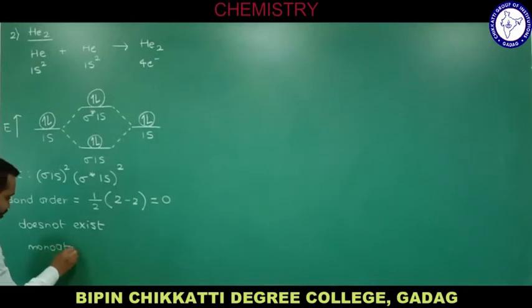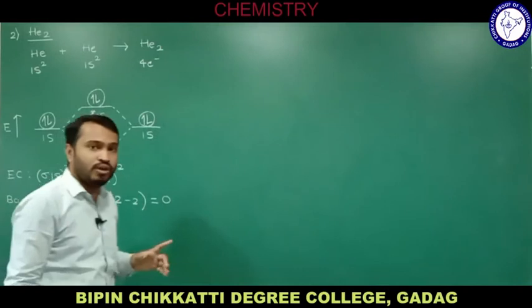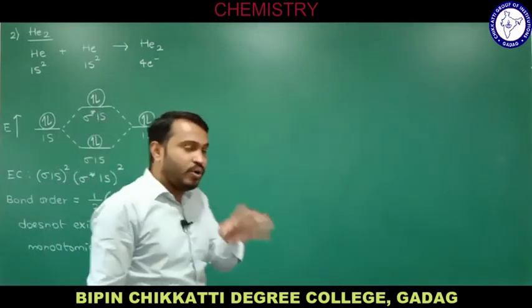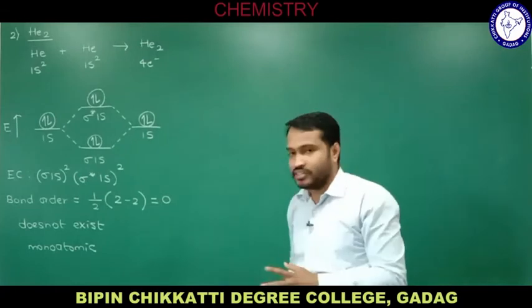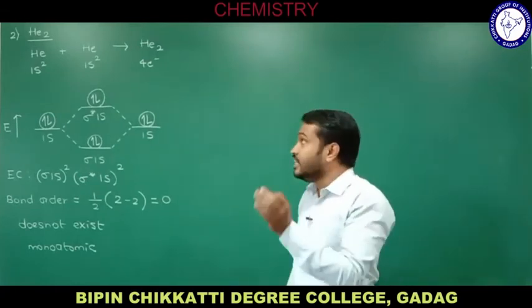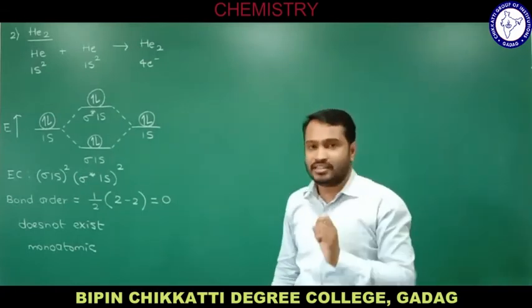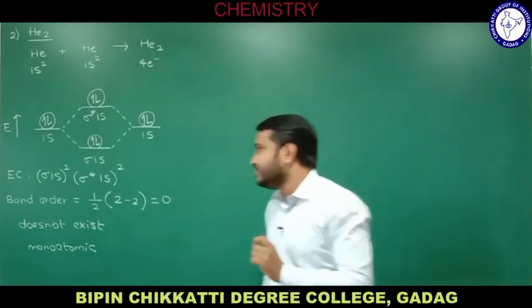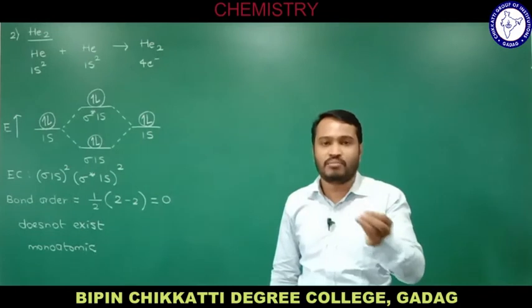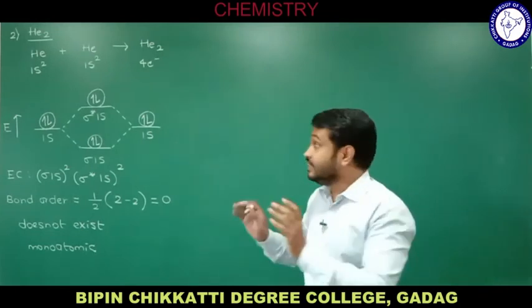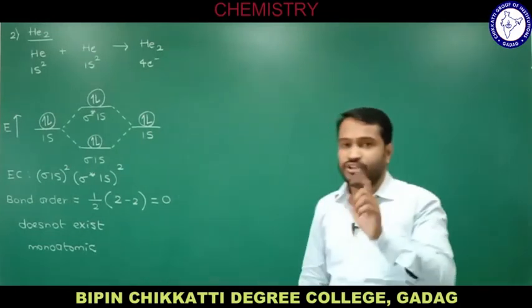Or one more way you can say, this is monoatomic in nature. This is not a diatomic molecule. Atomicity is 1 actually, so this is monoatomic. In particular, the He2 molecule does not exist in nature since the bond order is 0. If it does not exist, there is no question of paramagnetism and diamagnetism property of that. That is MOT of helium.